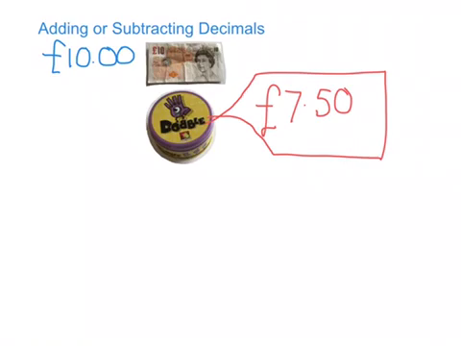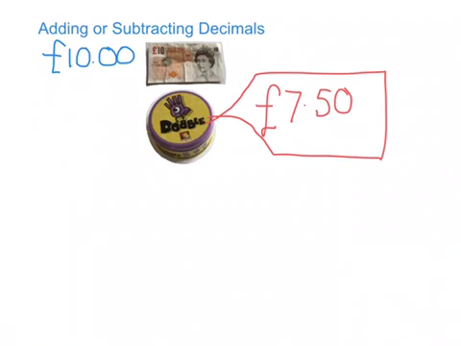Okay, so let's imagine I have been given £10, that's £10 that I've been given for my birthday, and with that money I want to buy this game. Dobble is a great little game. It's going to cost me £7.50, that's the price that it's for sale. So I want to work out how much change I'm going to be getting. I know I've got enough money because £10 is more than £7.50, but I need to work out the change. So I'm going to show you how to do that paying attention to the decimal point.